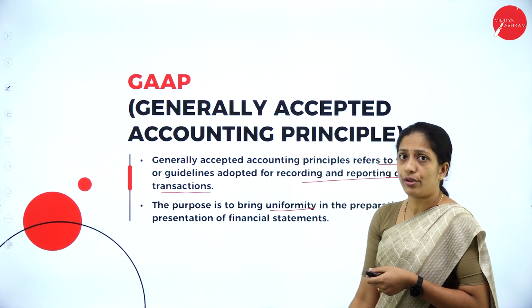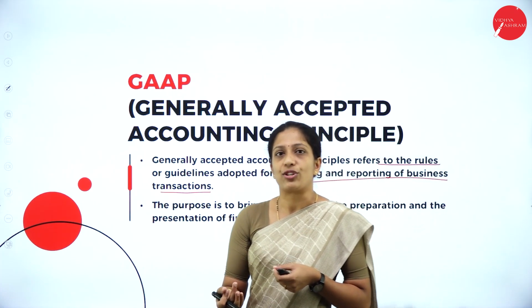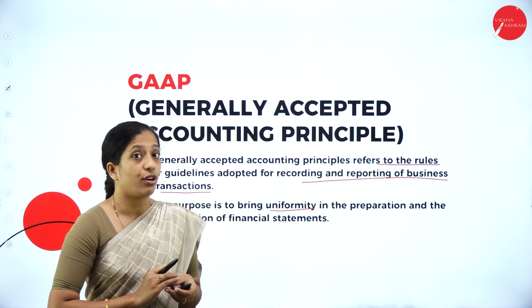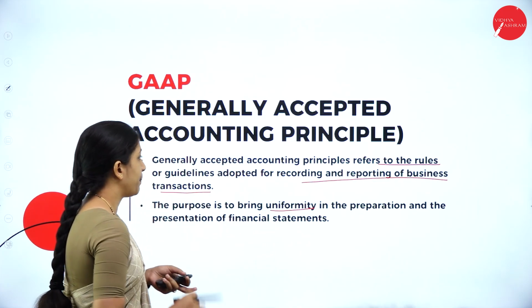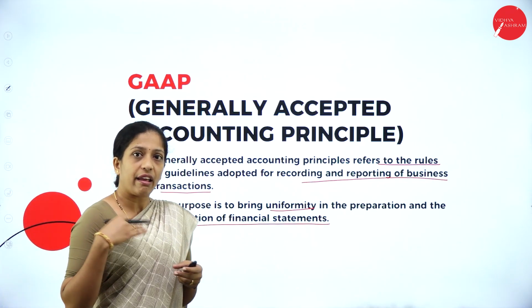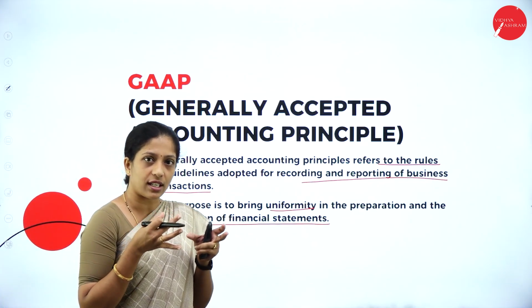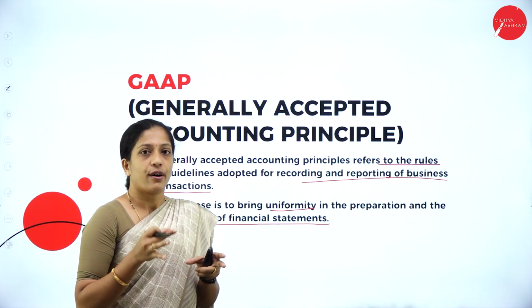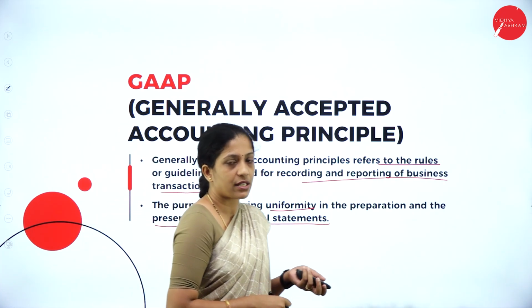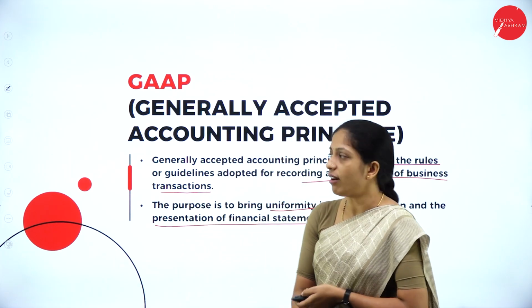As I have already told you, you might have a question: why do we have to follow all these rules and regulations? Yes, of course, in order to maintain uniformity in the preparation and presentation of financial information. Let every organization follow certain standard principles so that you can get uniformity in the financial statements. That would be the main intention of GAAP.